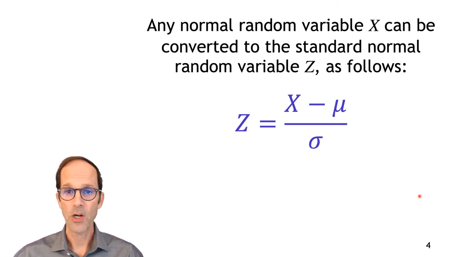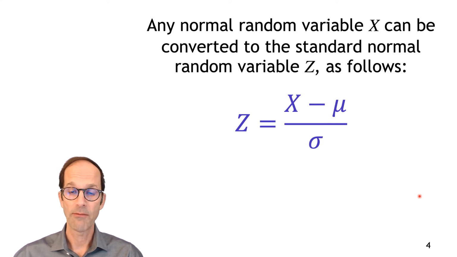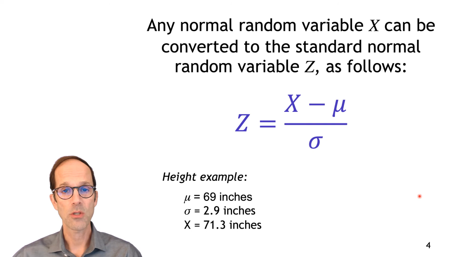And I'm representing the size of the standard deviation just by this little horizontal line with brackets. Any normal random variable, let's call it x, can be converted to the standard normal random variable z as follows. We take a value of x, subtract its mean, and then divide this difference by the standard deviation.